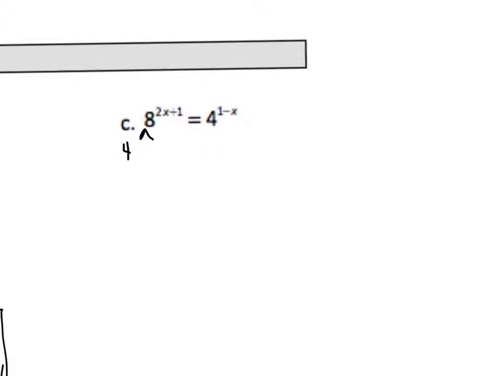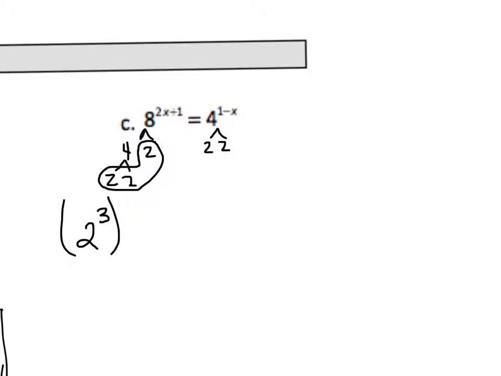So 8 could be 4 and 2, and then 2 and 2, and then 4 I can break down into 2 and 2. So I think I found my common factor, so this is going to be 2 to the third. It's the same way as writing 8, but then I have 2x plus 1 still. And then 4 I can write as 2 to the second. And then I have a 1 minus x.